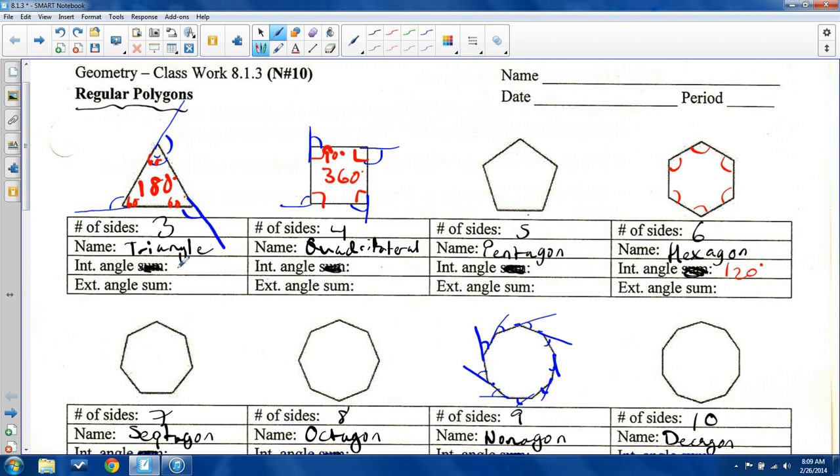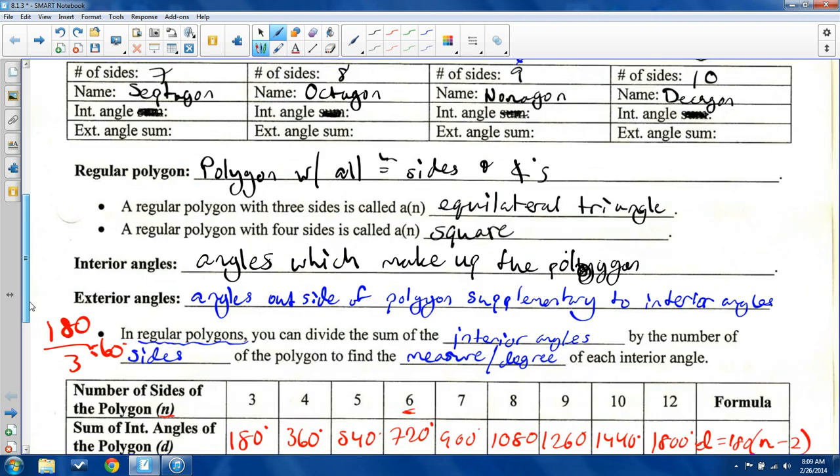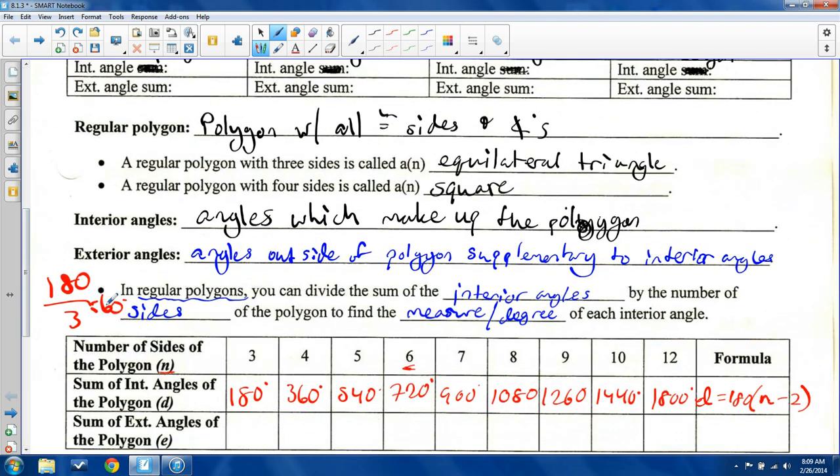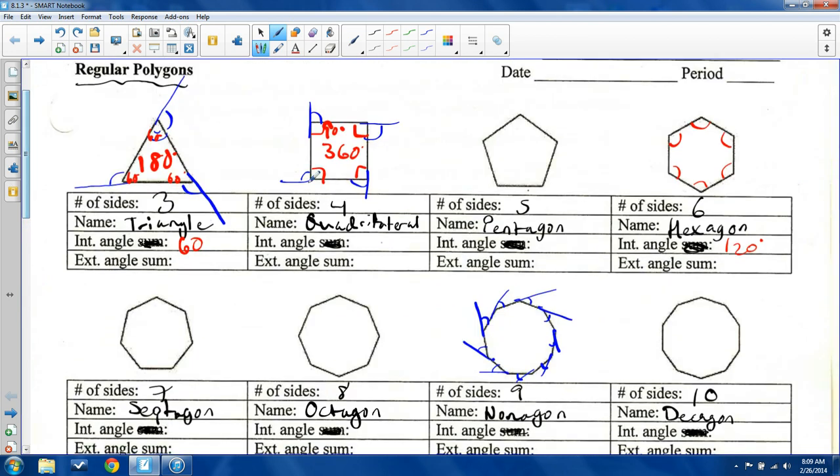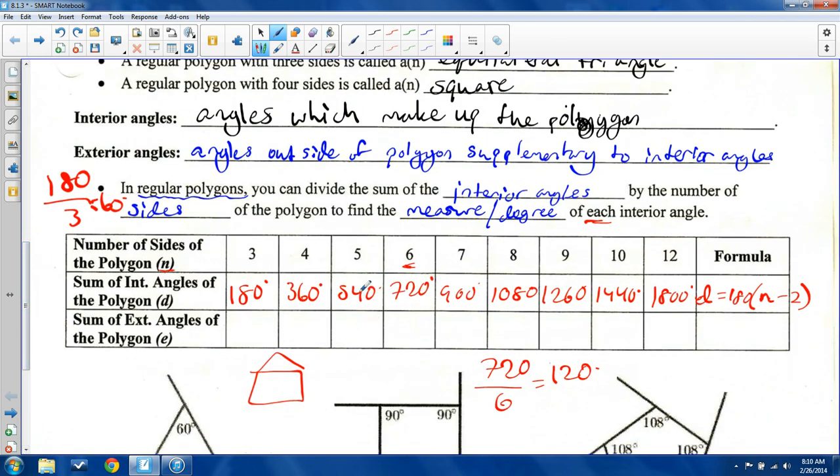Let's do the same here. So here we know it's 60. It's 180 divided by 3. Remember what I said over here. This is how we figured that out. To find the measure of each interior angle, you divide the sum of the interior angles by the number of sides. So I took 180 divided by 3. Take 360 divided by 4, we get 90. Okay. In a pentagon, it would be 540 divided by 5.